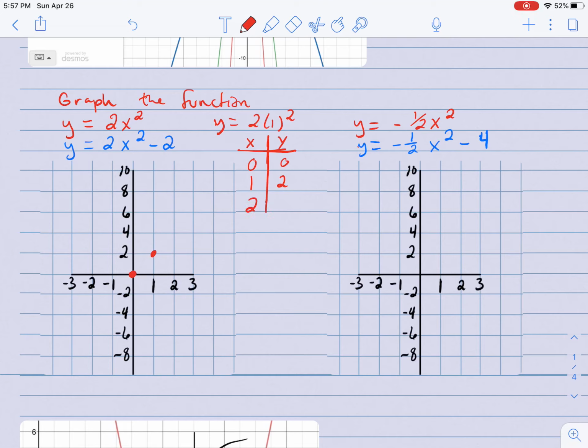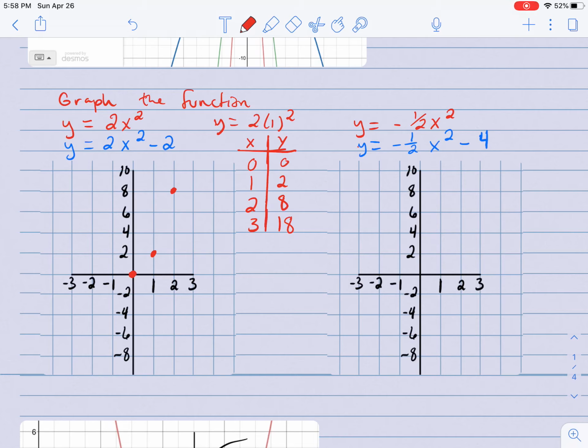Next, when x equals 2, so now we've got 2 times 2 squared, so that's just 4 times 2, which is 8. Okay, and we could go to 3. So 3 squared is 9. 9 times 2 would be 18. So right here, it's not going to fit on the graph. So that's kind of why I said the first 2.